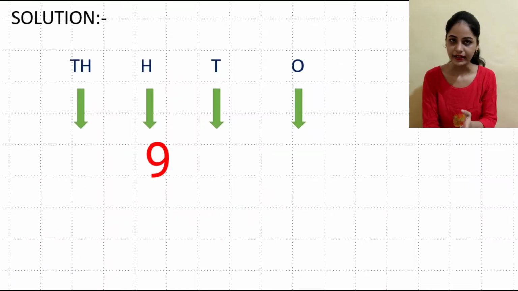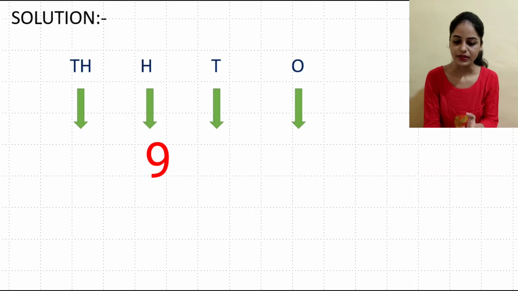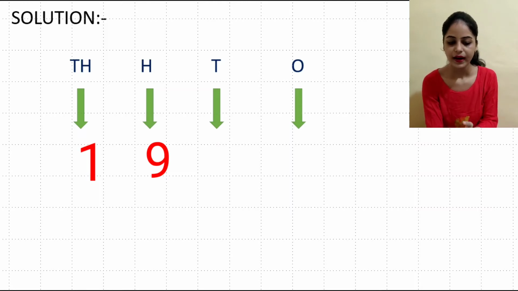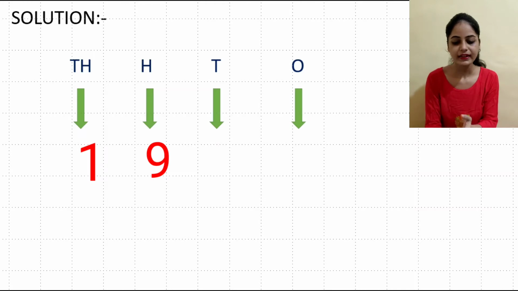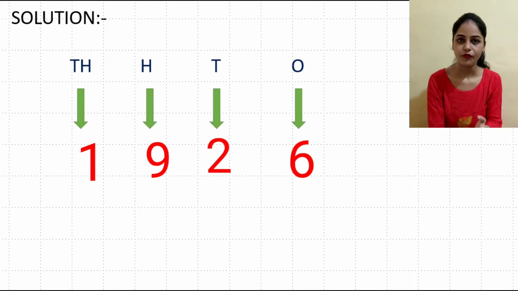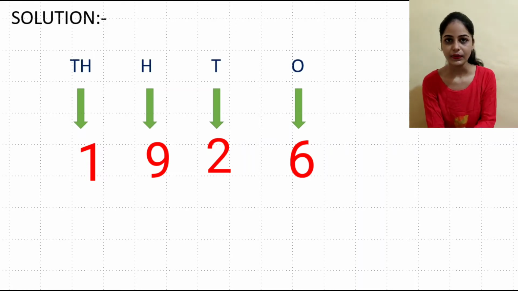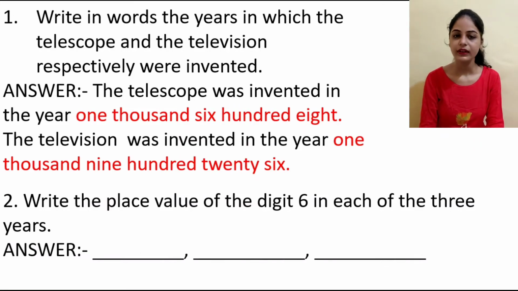We'll put 9 in the hundred place, and the smallest number is 1. So in the thousand place we have to write 1. In the hundred place we have already written 9. So move on to the next smallest number, that is 2. So in the tens place we will write 2, and the last number remaining is 6. So in the ones place we will write 6. It is concluded that the television was invented in the year 1926.